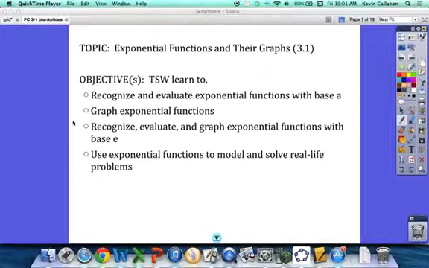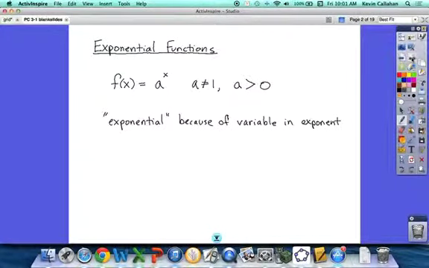So first day, we're just doing exponentials, and at least part of this, you did get in Algebra 2. A little bit different, but not that much.